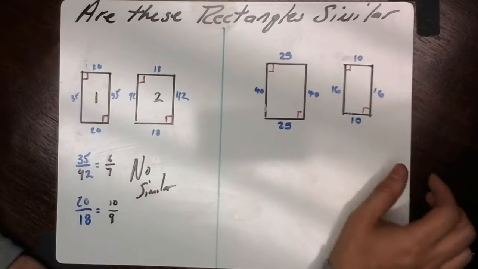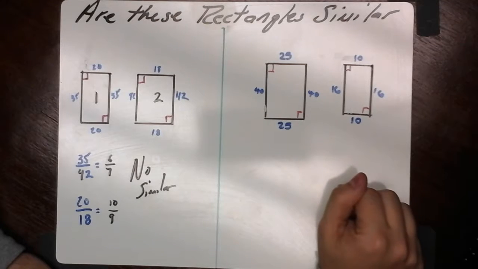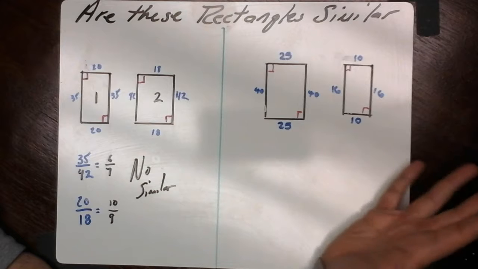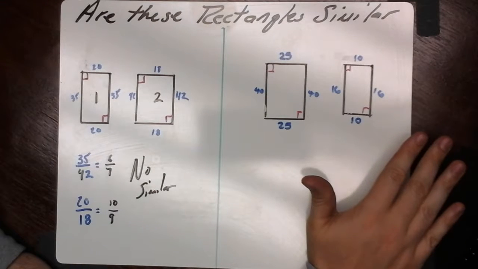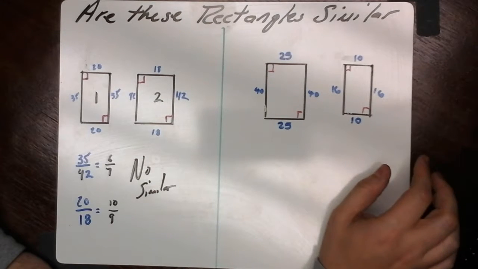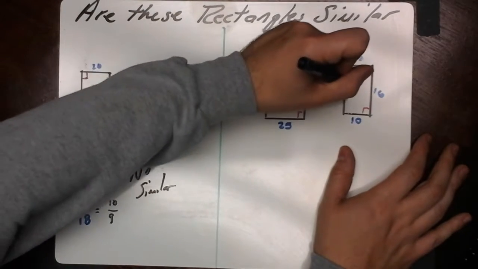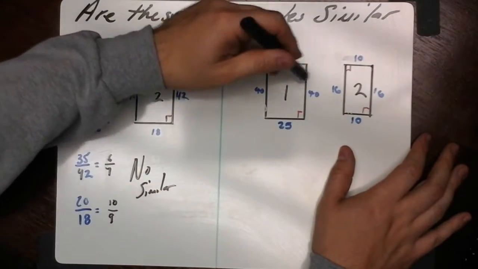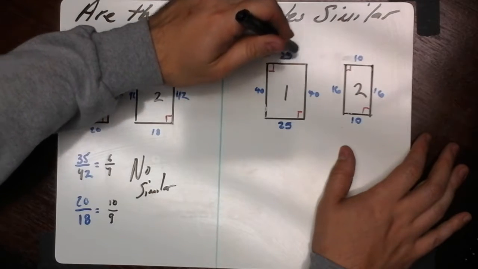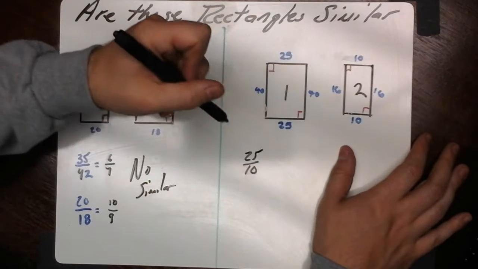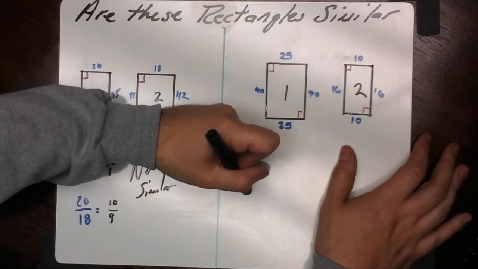Next. Here, on the other hand, I have my rectangles. The angles are congruent. We have 90 degrees all the way around. So now, are my sides similar? I'm going to do the same thing I did last time. Label that 1 and that 2. I'm going to go from 1 to 2, so I'll go from 25 to 10, then from 40 to 16.